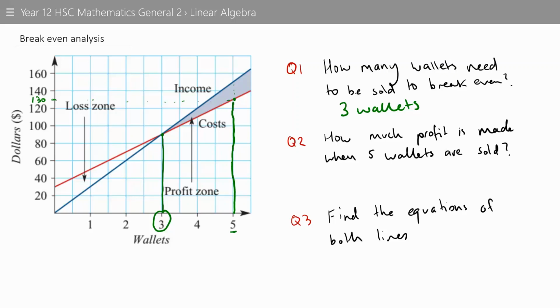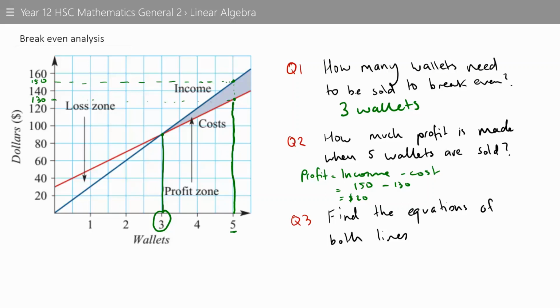Continuing up here, let's go to the intersection point of the income line. Going across, it's going to be halfway between 140 and 160. This is $150. So we know that profit equals the income minus the cost. This equals income $150 minus the cost $130. This equals a $20 profit when 5 wallets are sold.